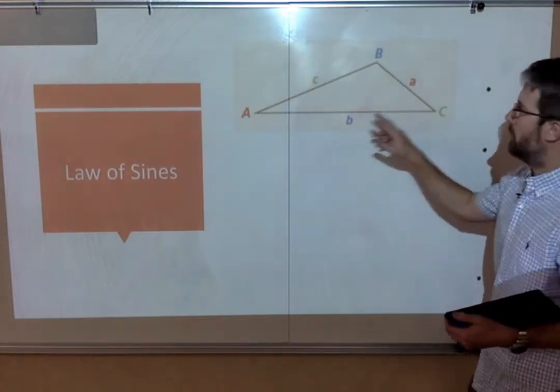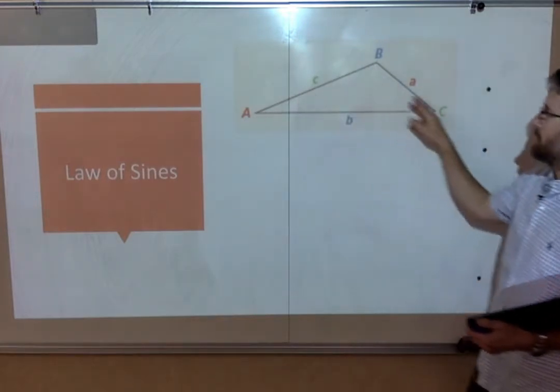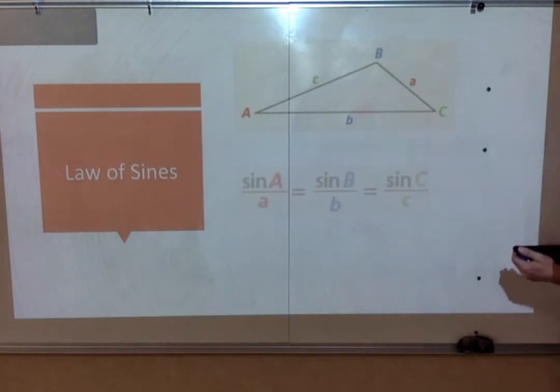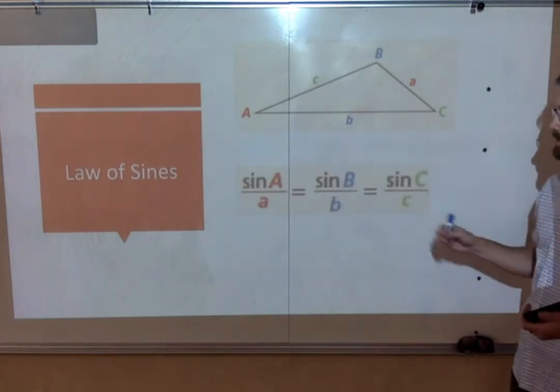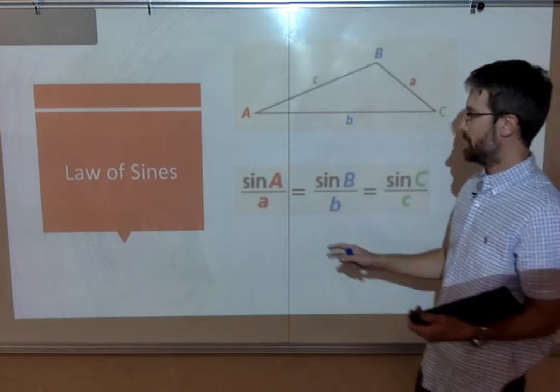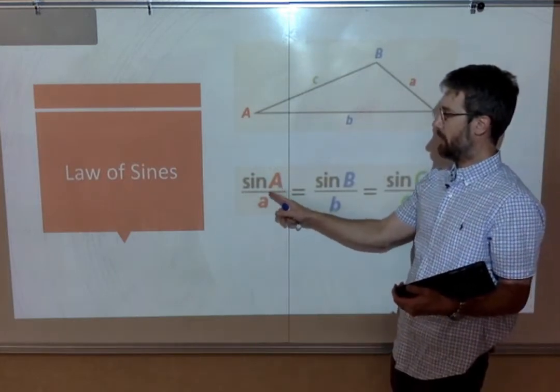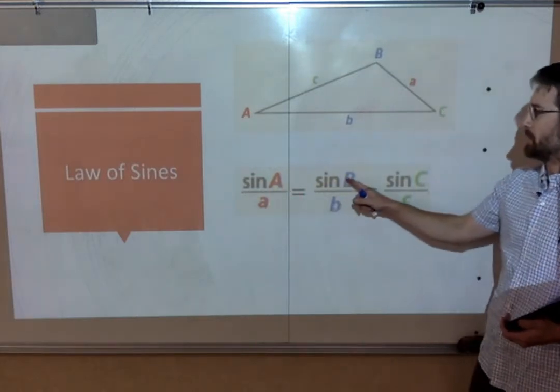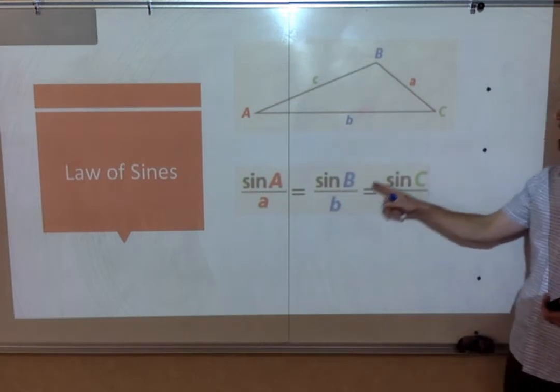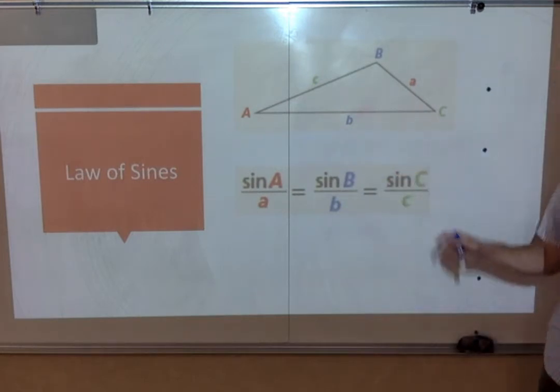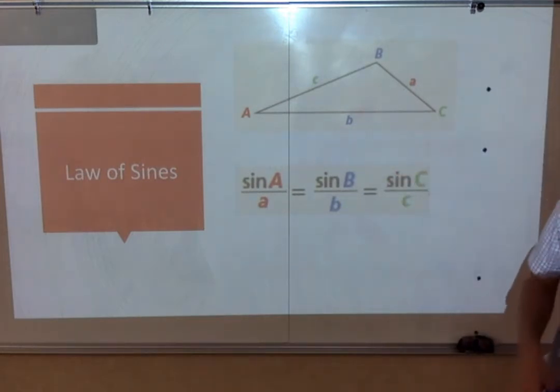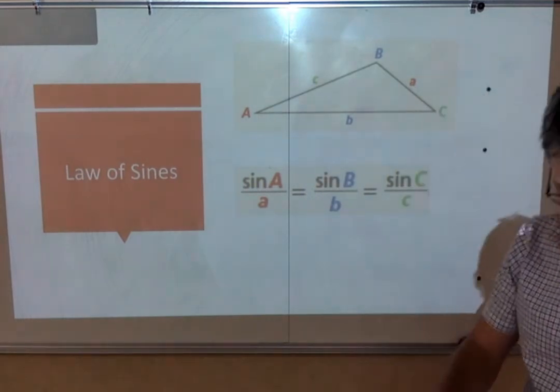Okay, so law of sines. Given our ABC triangle, the law of sines is this. This is a formula you should take down. Sine of angle A over its opposite side is equal to sine of angle B over its opposite side is equal to sine of angle C over its opposite side. So pause, take that one down, and then we'll see how to do it.